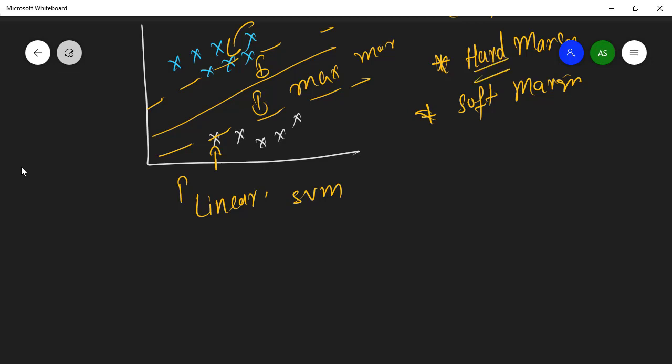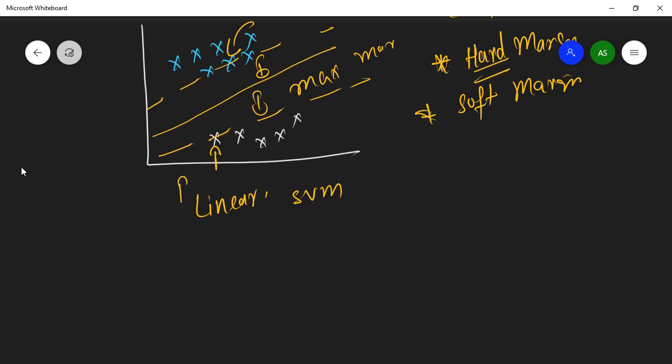Okay, so what is hard margin? Hard margin means that we are not allowing any data point to come into that margin. Okay, that's called violating the margin. So we are not allowing any data point to violate that margin. So in that way we end up overfitting, our model starts being overfitted. So let's see what I'm trying to say here.